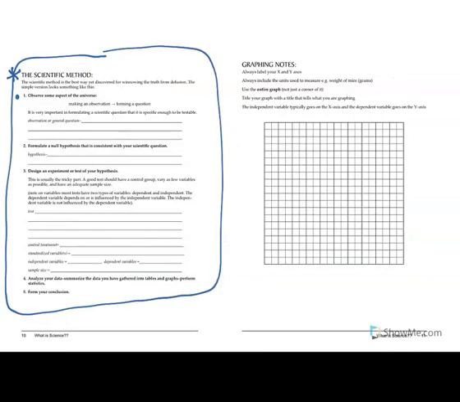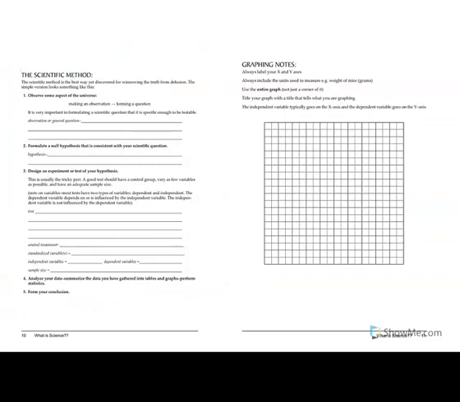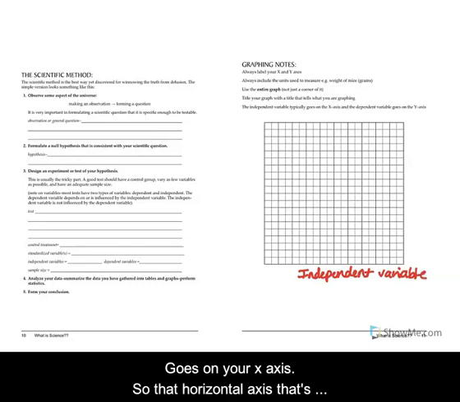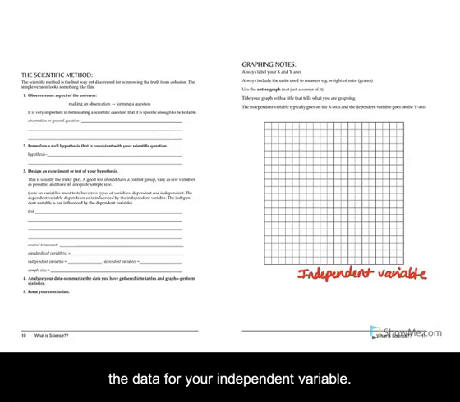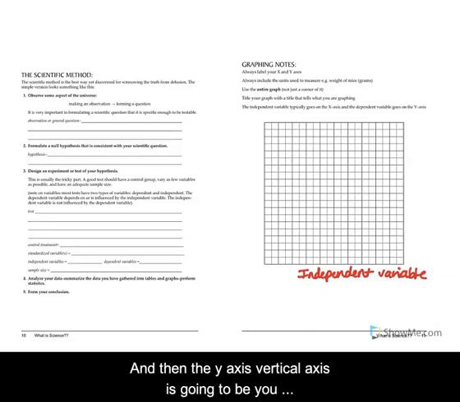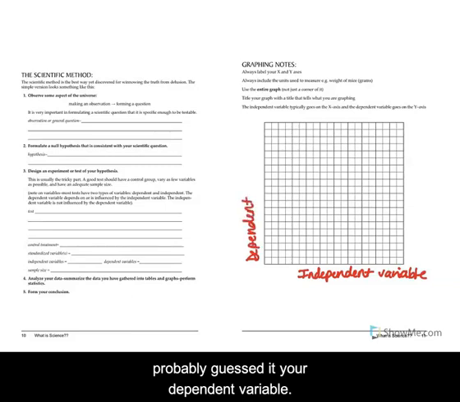Let me get rid of this. Okay, so on page 11 is where I want you to graph. Recall that your independent variable goes on your x-axis, so that horizontal axis, that's the data for your independent variable, and then the y-axis, the vertical axis, is going to be, you probably guessed it, your dependent variable.